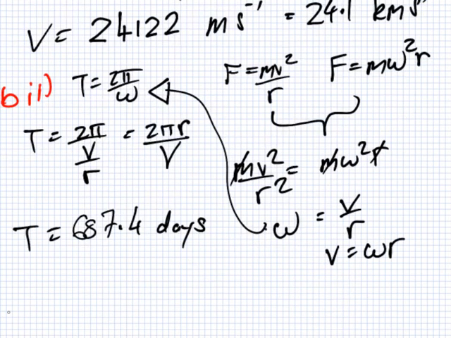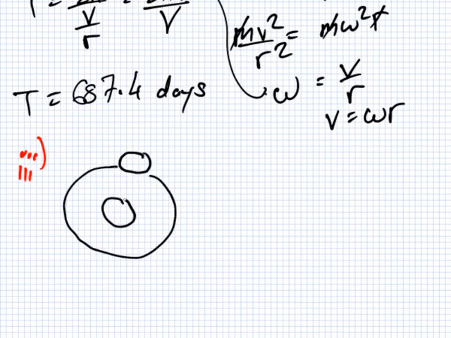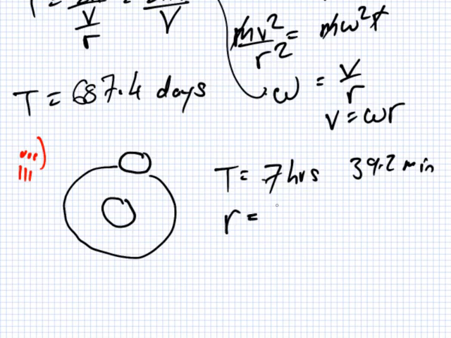Okay, 3. The Martian moon Phobos takes 7 hours and 39.2 minutes to complete one orbit. Okay, so here's the moon going around Mars. The time is 7 hours and 39.2 minutes. The radius of this orbit is 9400 kilometers. Calculate the mass of Mars.